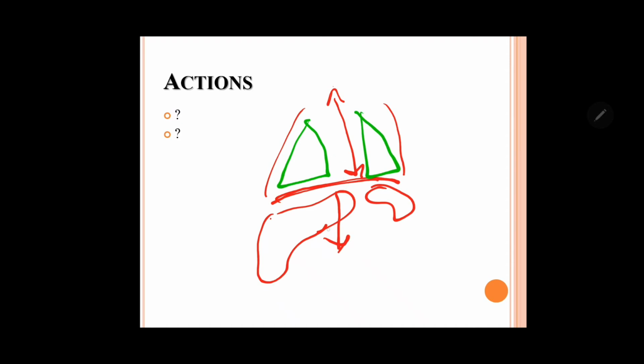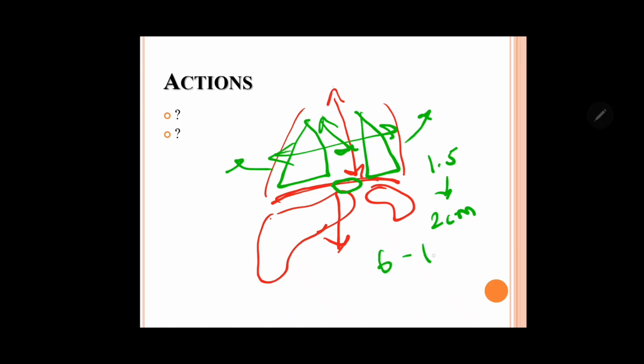And as it descends and the central tendon becomes stable, the ribs move upwards and outwards, increasing the anteroposterior diameter and also the transverse diameter. Usually the diaphragm moves around 1.5 to 2 centimeters in quiet respiration, but in forced respiration or heavy work, it can descend up to 6 to 10 centimeters. And the area of the diaphragm is 270 square centimeters.